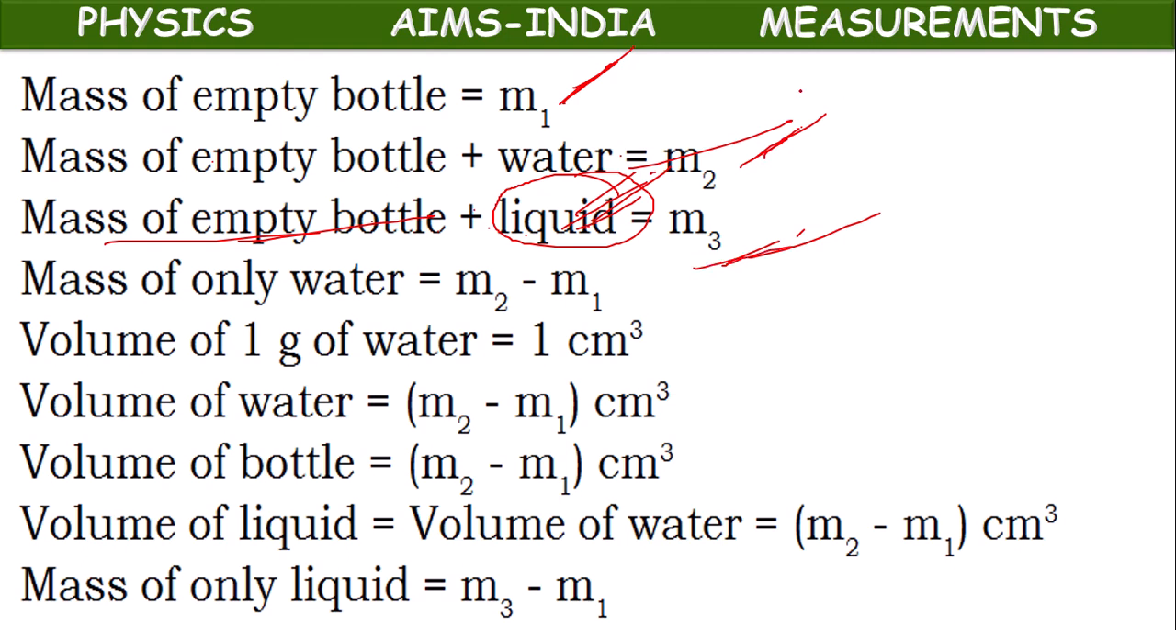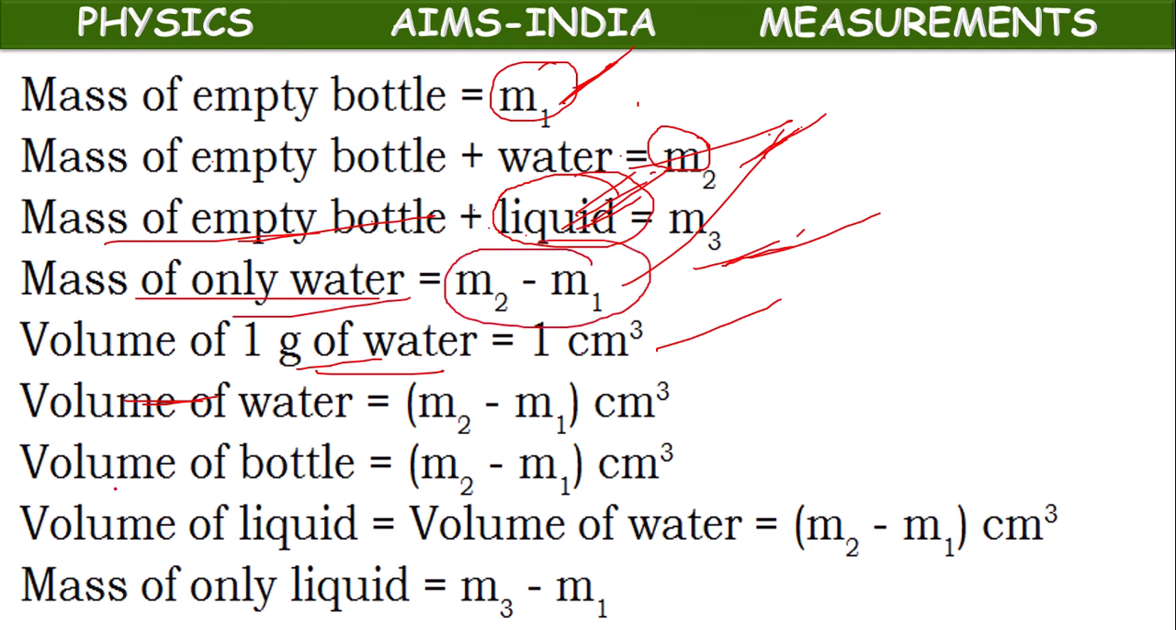Now if they ask what is the mass of only water, from M2 we have to remove M1, so the mass of the empty bottle is cancelled. So M2 minus M1. What is the volume of 1 gram of water? It is always fixed, 1 centimeter cube. So if 1 gram of water is 1 centimeter cube, then the volume of total water is M2 minus M1 centimeter cube.